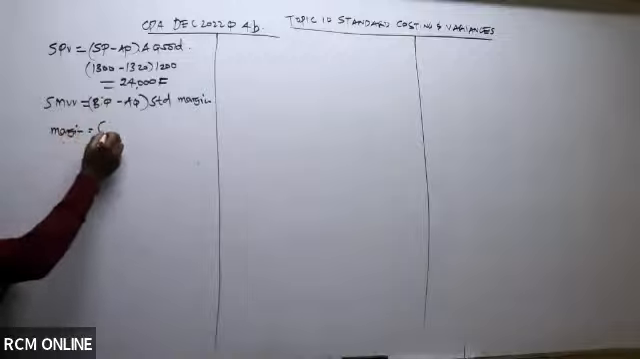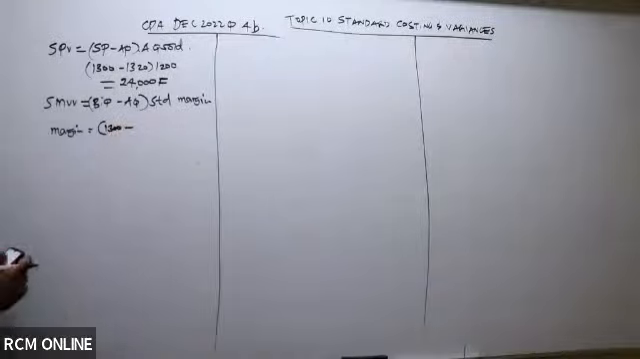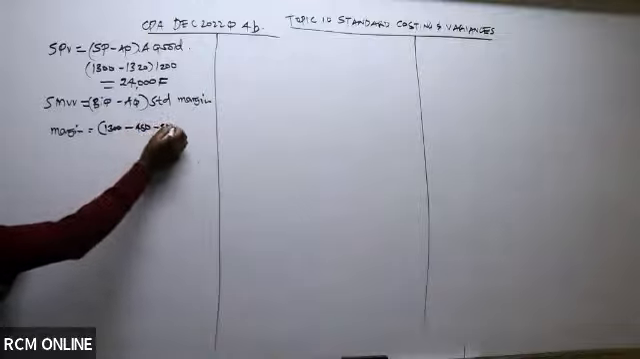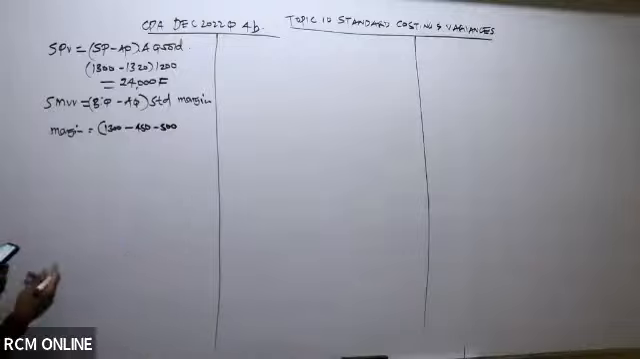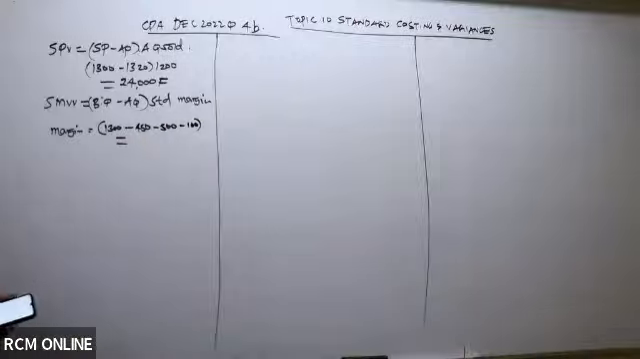So margin is equal to budgeted sales of 1,300 minus budgeted material cost 450 per unit, minus 500 labor per unit, minus 100, which is variable overhead. So what are you getting as the margin? 1,300 minus 450 minus 500 minus 100. You get 250, right?